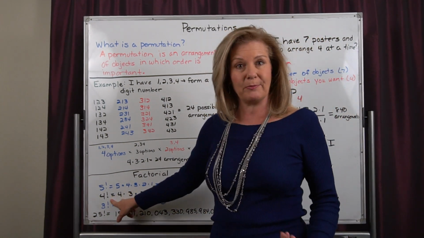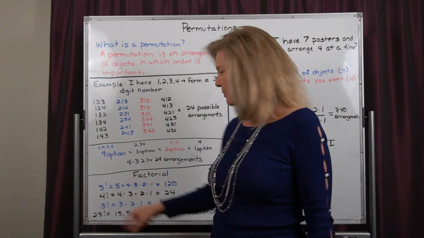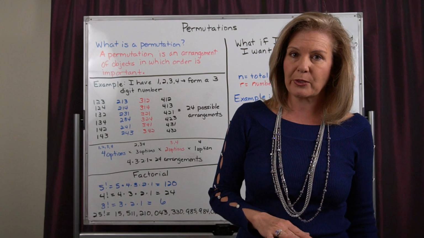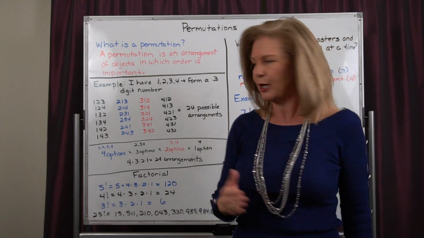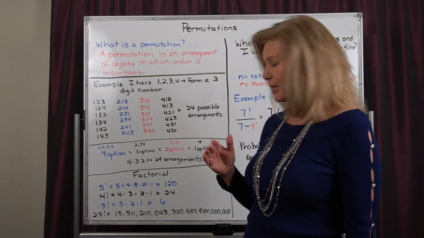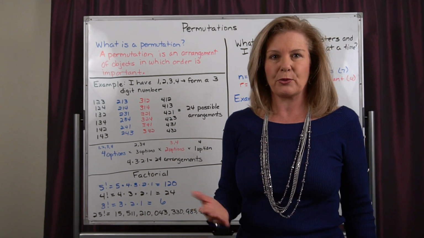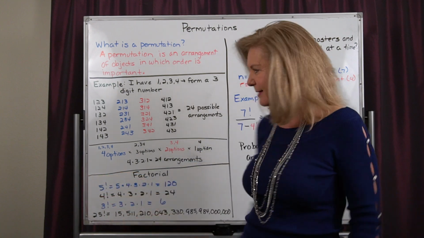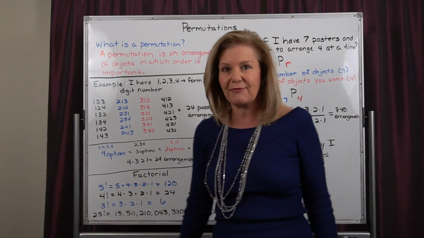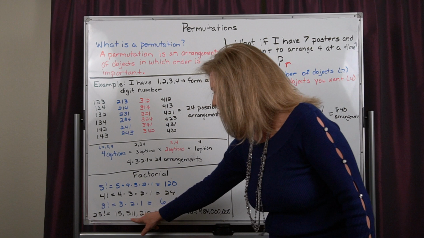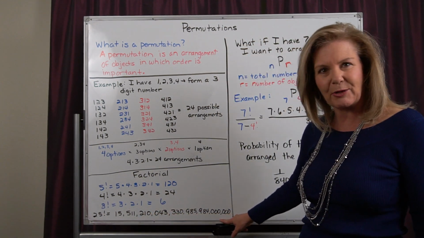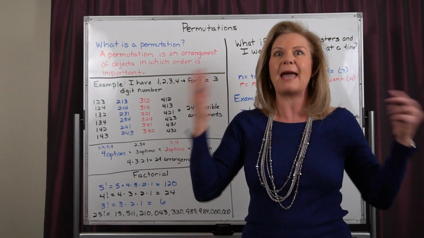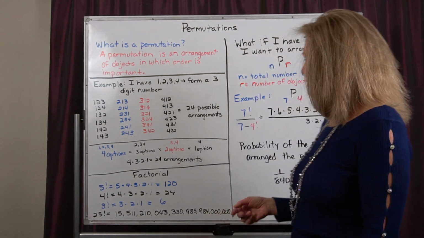4 factorial would mean, in order to find the number of possible arrangements, we would multiply 4 times 3 times 2 times 1. 3 factorial would be 3 times 2 times 1. 2 factorial would be 2 times 1. 1 factorial would just be 1. Now, our factorials get big very, very quickly. If I actually found 25 factorial, this would be the number of arrangements I would actually have. And 25 is a relatively small number. You can imagine what happens when we go to larger numbers.